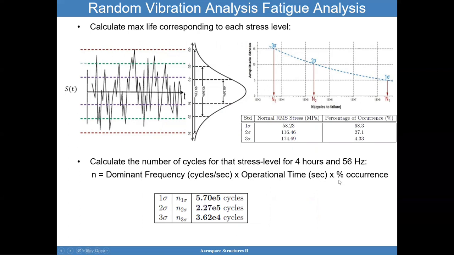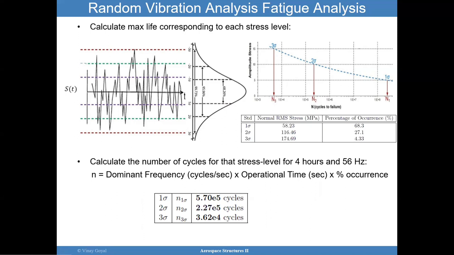And then I want to calculate the percentage of occurrence. And so if I multiply all this, I know the percentage of occurrence is 68.3 in this case. So that's the number of cycles for one sigma. And then for two sigma, again, I go here with a 27% of occurrence and calculate the number of cycles for that. And then for three sigma, using the 4%, the number of cycles for that. So that will give me the number of cycles that I have to use in the damage index calculations.